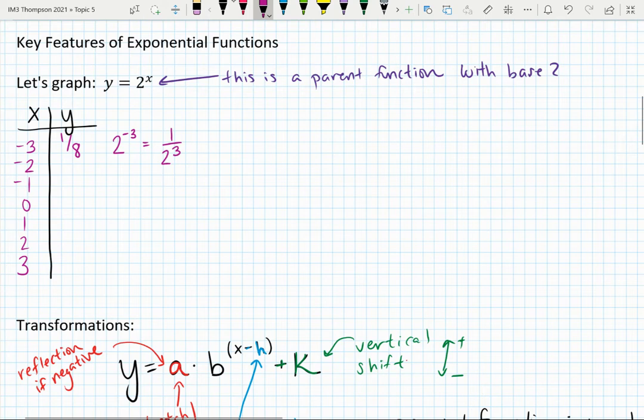So when I plug in the next negative exponent, 2 to the negative 2, I never want to have a negative in the exponent, so I'm going to rewrite that as the reciprocal: 1 over 2 to the positive 2. 2 squared is 4, so I get 1/4. Same pattern, 2 to the negative 1 is 1 over 2 to the first, so that's just a half.